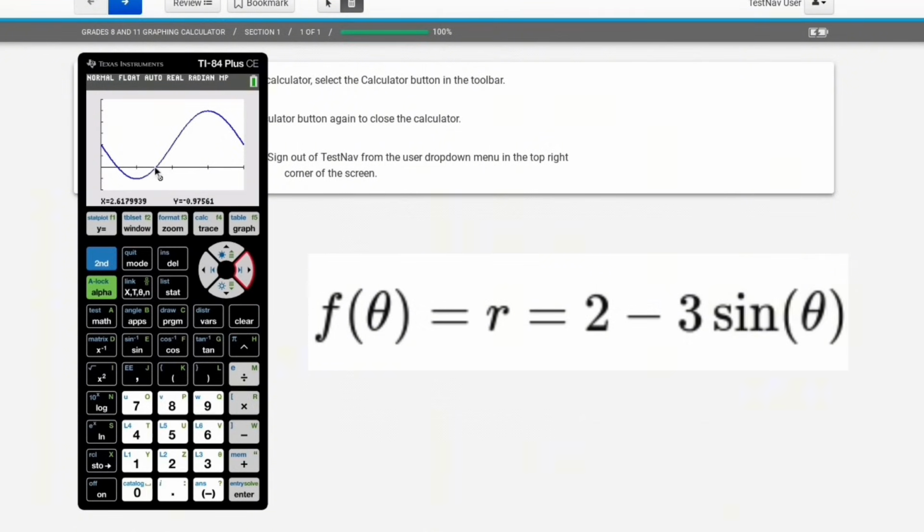Now it starts increasing again from here to here. So I need to find that 0. I'm going to repeat the process. Second calc 2. Okay, find that 0 right there. Enter.